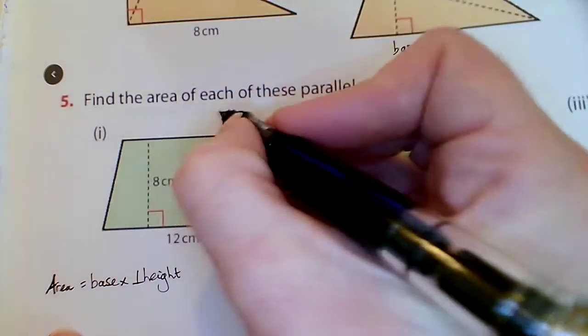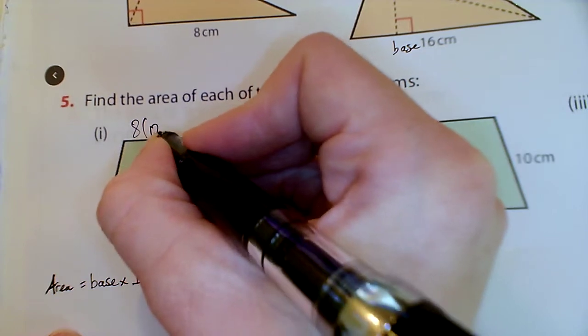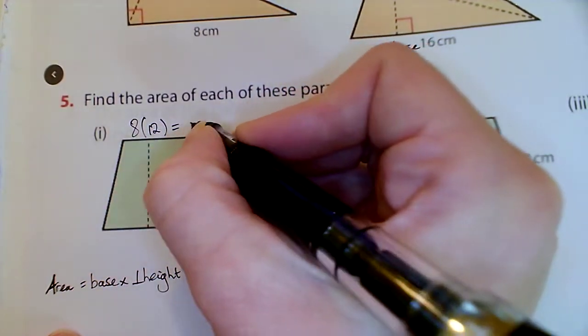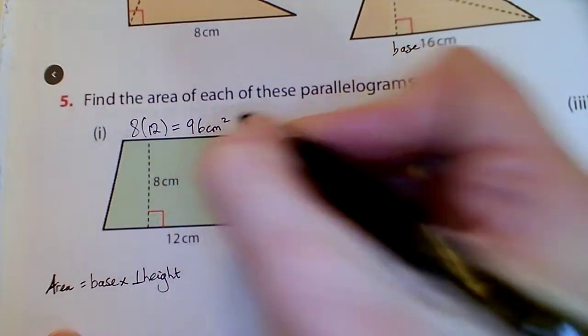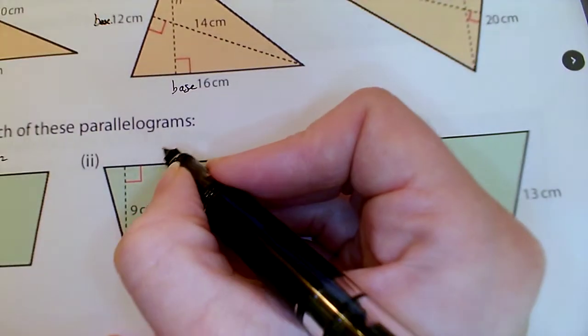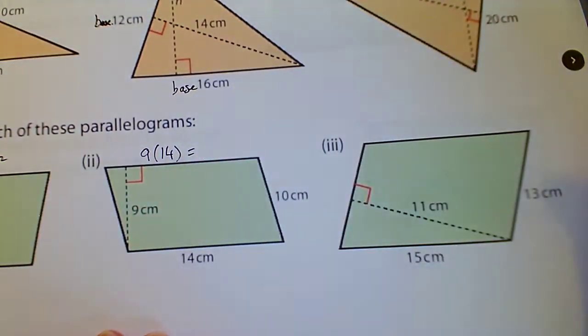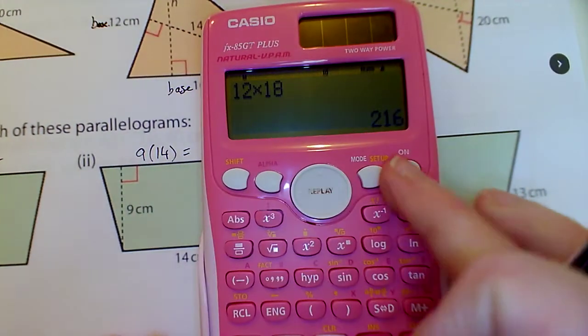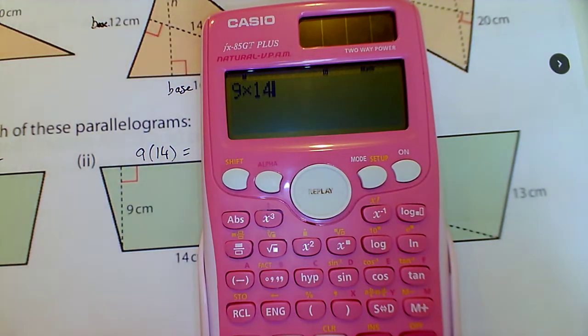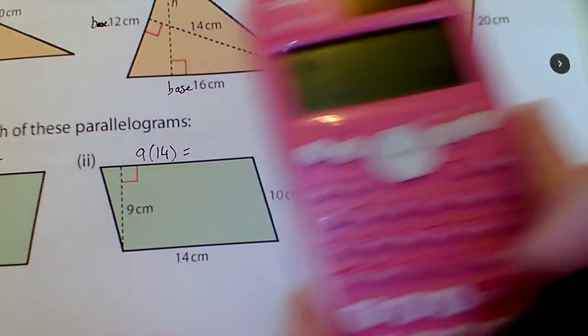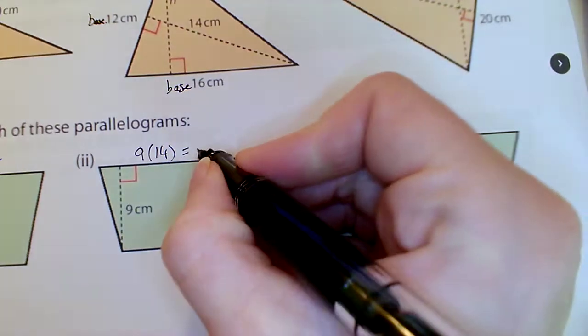So in this case, the area is going to be 8 by 12, which is 96 centimetres squared. In this one, it's going to be 9 by 14. So 9 by 14, 126 centimetres squared.